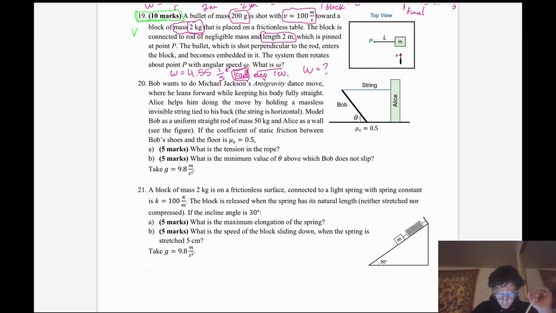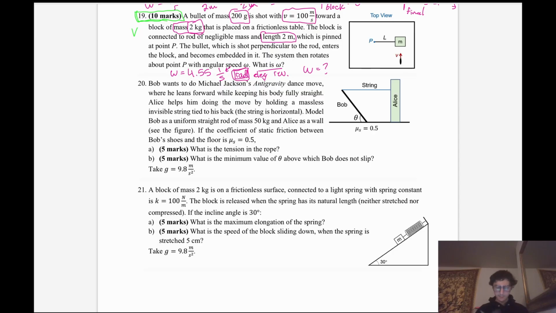Alice wants to help him do the move by holding a massless invisible string. The string is horizontal. Model Bob is a uniform straight rod of mass 50 kg. Alice is a wall. See the figure. If the coefficient of static friction between Bob's shoes and the floor is 0.5, what is the tension in the rope? What is the minimum value? Bob does not slip. Damn, this is a crazy one.